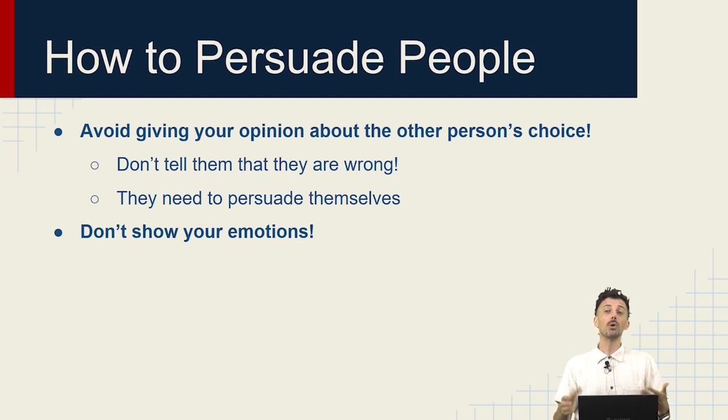And then, if you're wanting to persuade people, I give 2 big things. First, avoid giving your opinion about the other person's choice. So don't tell them that they are wrong, because the goal is that they need to persuade themselves. True persuasion is not you telling them that they're wrong. It's them slowly discovering, oh, I don't know what I'm talking about. Oh, maybe I haven't thought of it from that angle before.